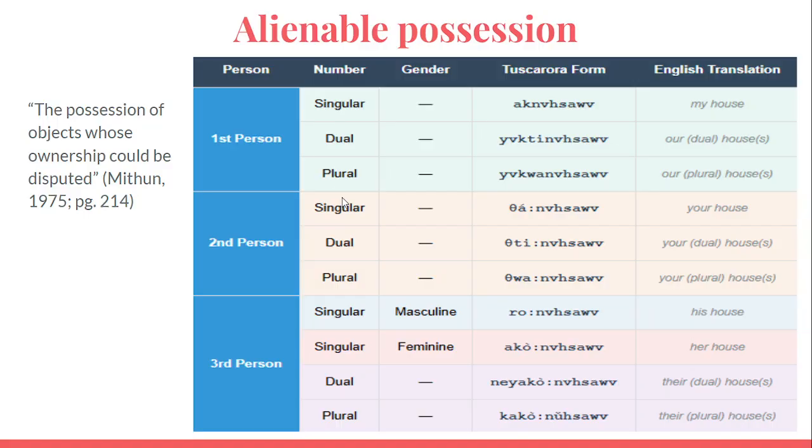So body parts essentially use one system, and regular nouns will use another one. And this is essentially a three-way number system. So singular, dual, plural, singular, dual, plural.